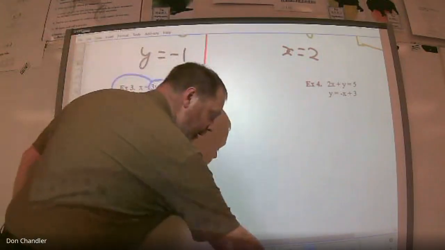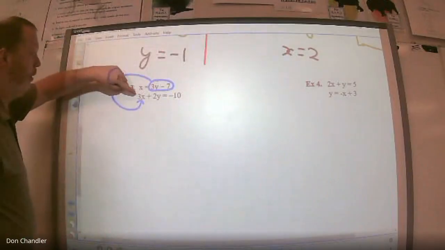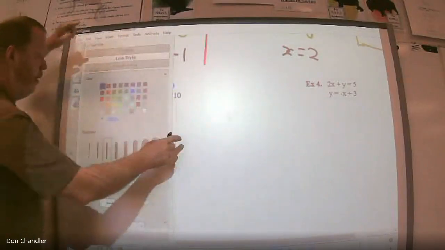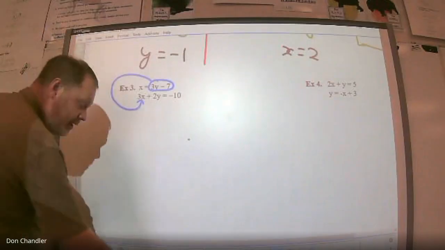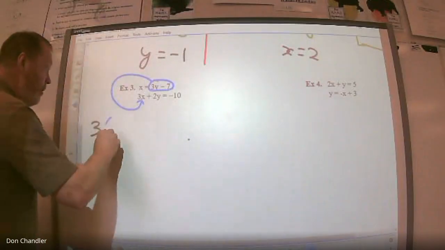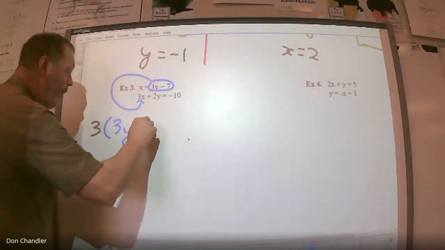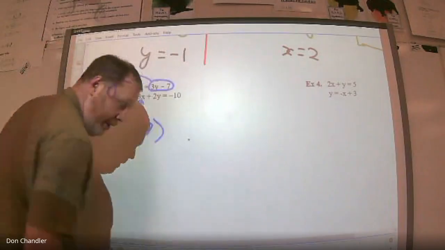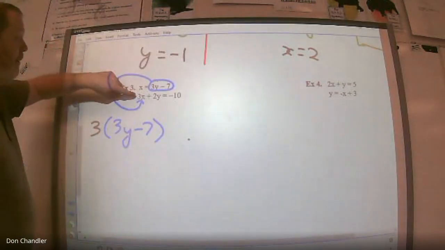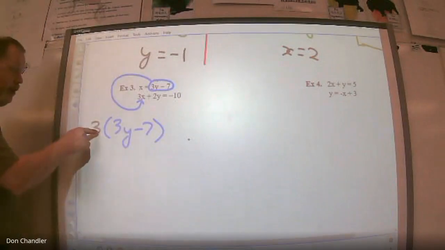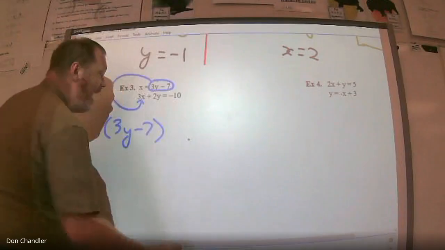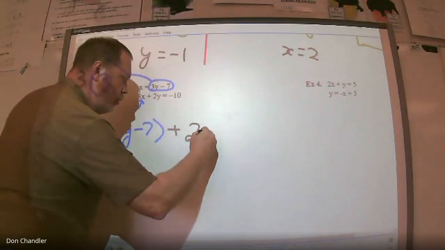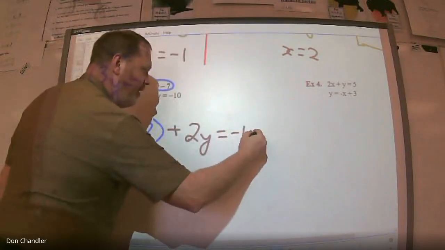So I think, Karen, here's what you were asking. Notice the 3 is already there. Now, what's x? X is 3y minus 7. So I think what you were asking was, what happens if there's a coefficient in front of the variable that you substituted? Leave it and substitute in your missing variable. And now you've got plus 2y equals negative 10.